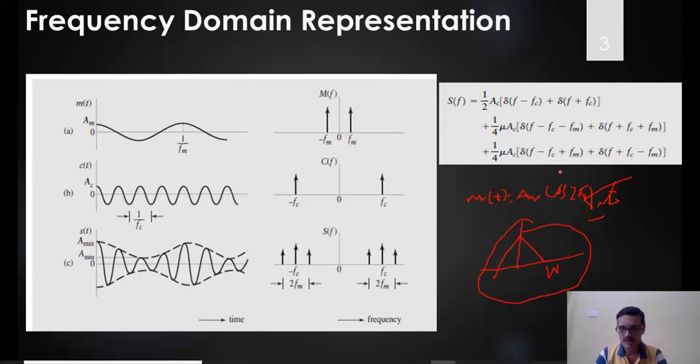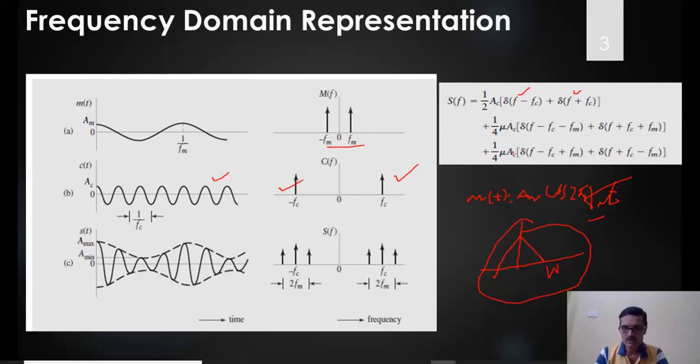If I take a Fourier transform of this equation for the message signal, I should get a delta function according to the same rule we applied, at minus fm and plus fm. That's what I represented. Again, the carrier signal is Ac cos 2 pi fct. Taking a Fourier transform, I should get two delta functions at minus fc and plus fc. But fc is always more than fm, so that's why I represented it somewhere here.